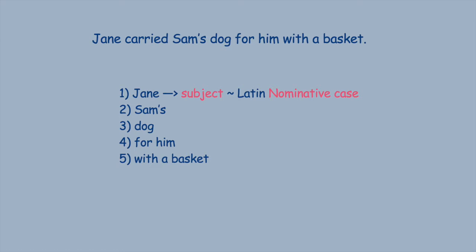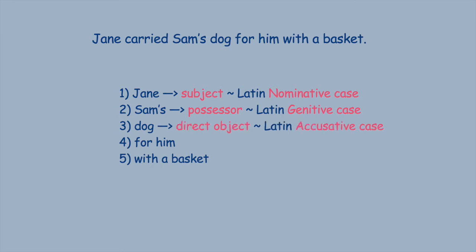So if this sentence were in Latin, Jane would take the nominative case. Sam's belongs very closely with dog. It describes the dog's possessor and thus corresponds to a Latin genitive case. Dog gives us the item immediately affected by Jane's action, or in technical terms, its object. Consequently, it corresponds to the Latin accusative case.